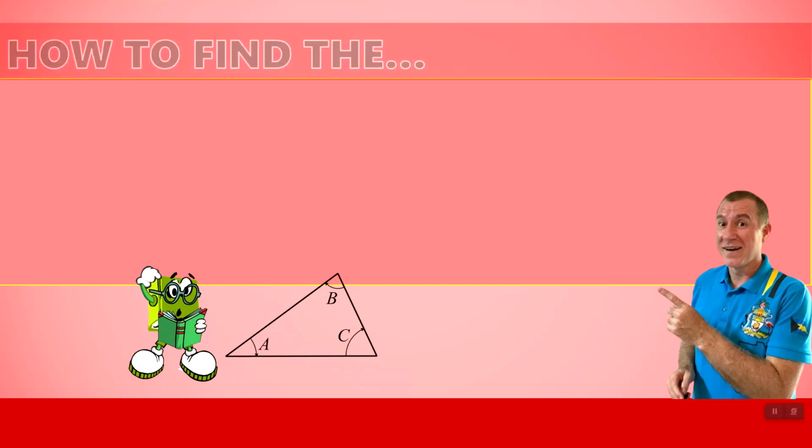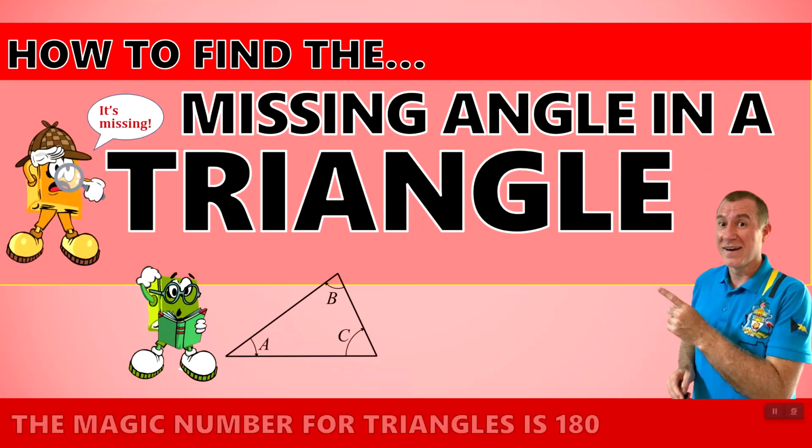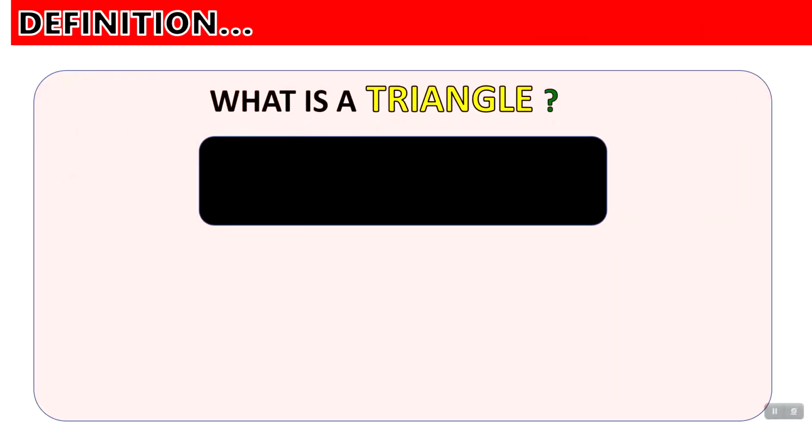In today's video, we will learn how to find the missing angles in a triangle. We'll learn the magic number for triangles is 180. But first, let's review the definition of a triangle.